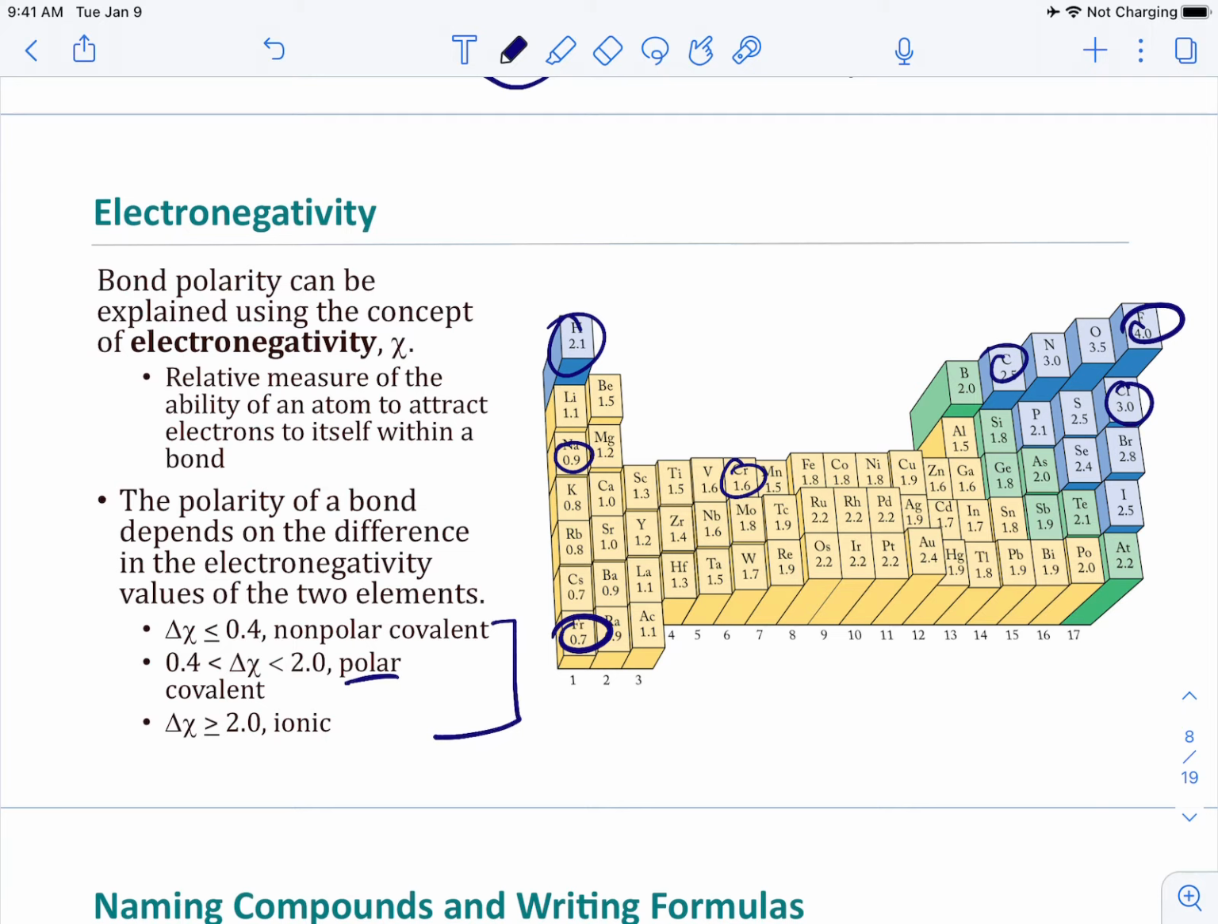0.7 and 4.0, now you've got a 3.3 difference. That's a hugely ionic bond. And you have everything in between. Okay? So it's important to realize that. This is just a little bit of terminology we use.